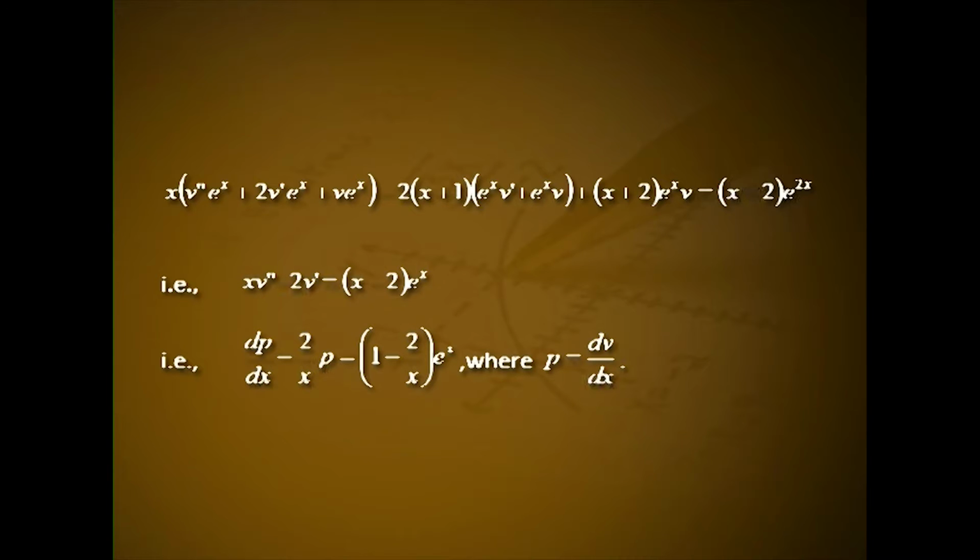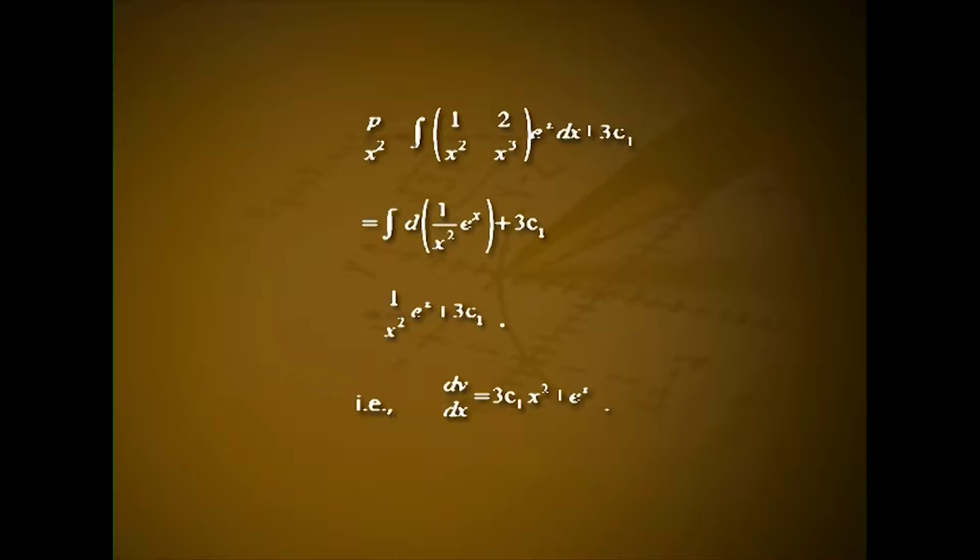That is dp by dx minus 2 by x into p is equal to 1 minus 2 by x into e raised to x, where p is equal to dv by dx. This is a linear equation of the first order. Integrating factor is equal to e raised to integral of minus 2 by x dx, which is equal to e raised to minus 2 log x is equal to 1 by x square.